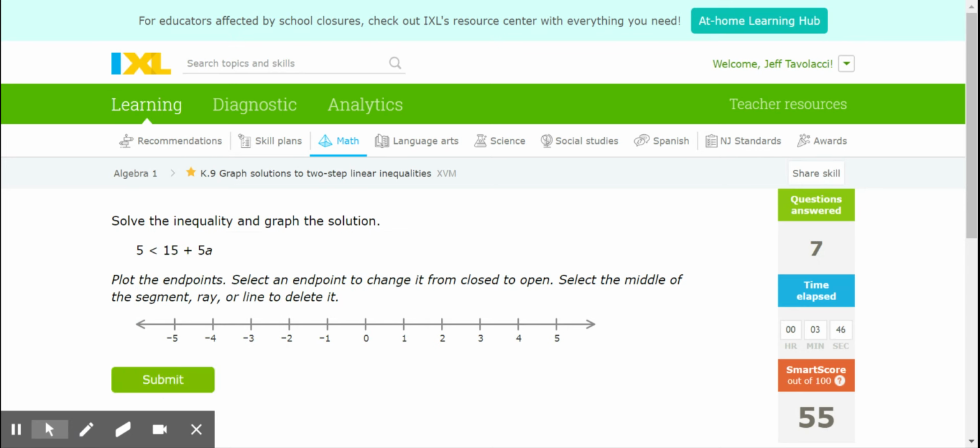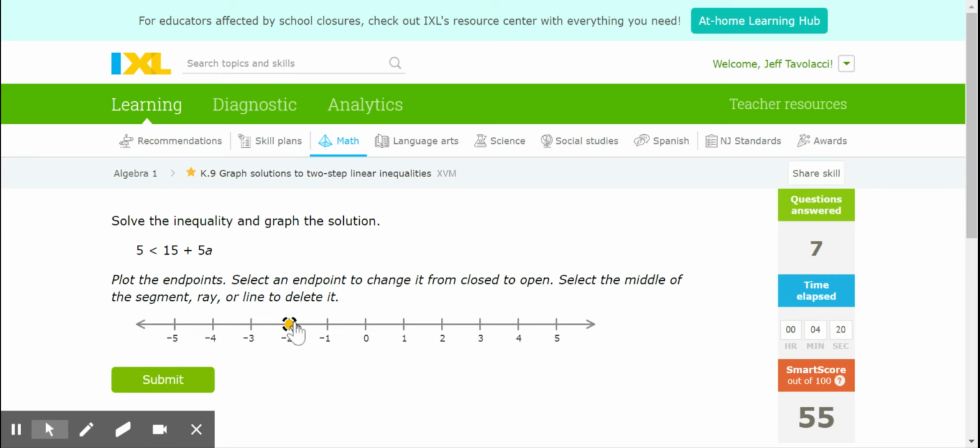Okay, just a handful more. Now I'm going to keep the variable on this side. I'm just going to have to read my answer in the reverse direction. So I'm going to subtract 15 from both sides. 5 minus 15 is negative 10. Negative 10 divided by positive 5 is going to be negative 2. The way this is read is negative 2 is less than a. Negative 2 is less than a, which means a is greater than negative 2.